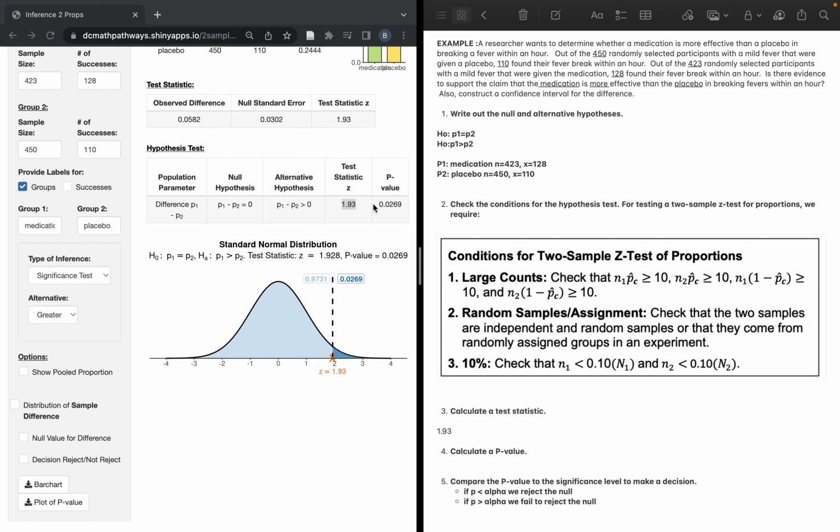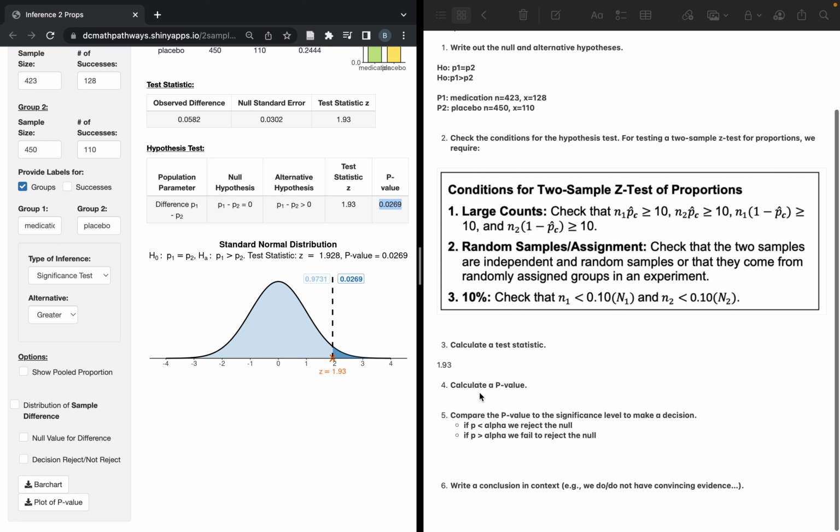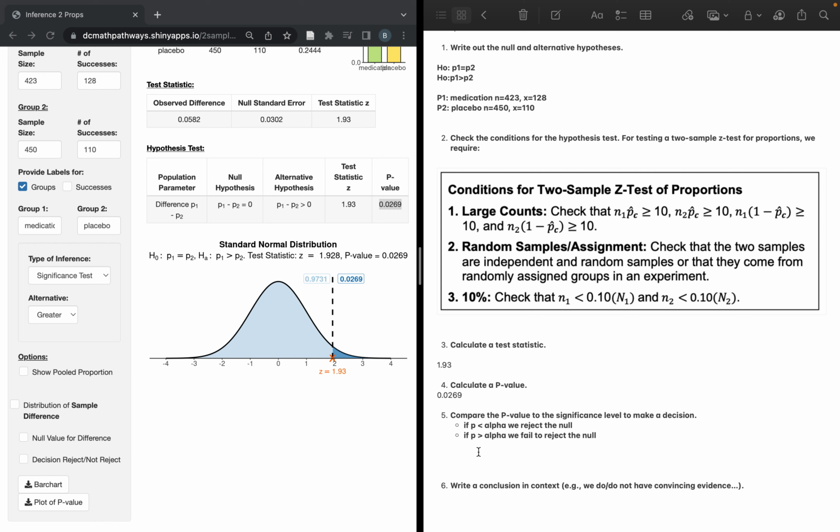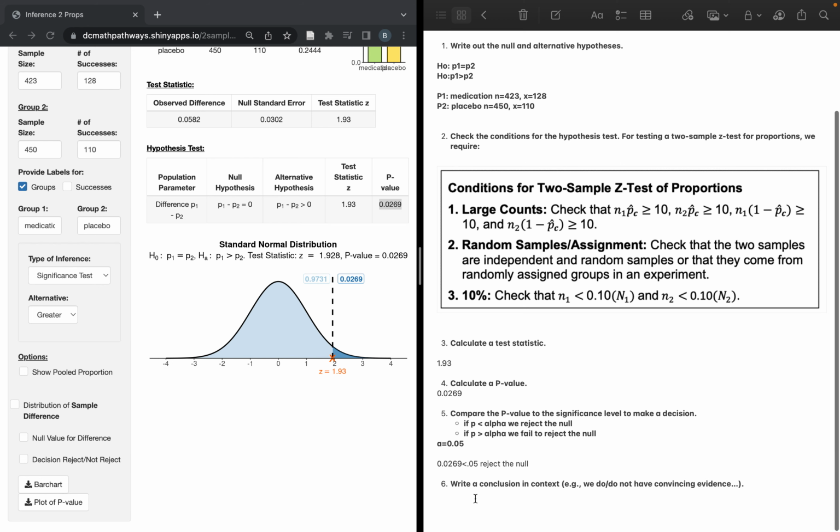Our p-value is 0.0269. And we are comparing this against the alpha level of 0.05. That's our alpha. 0.0269 is less than 0.05, so we reject the null. Remember, p less than alpha, reject the null. If the p is low, the null's got to go.